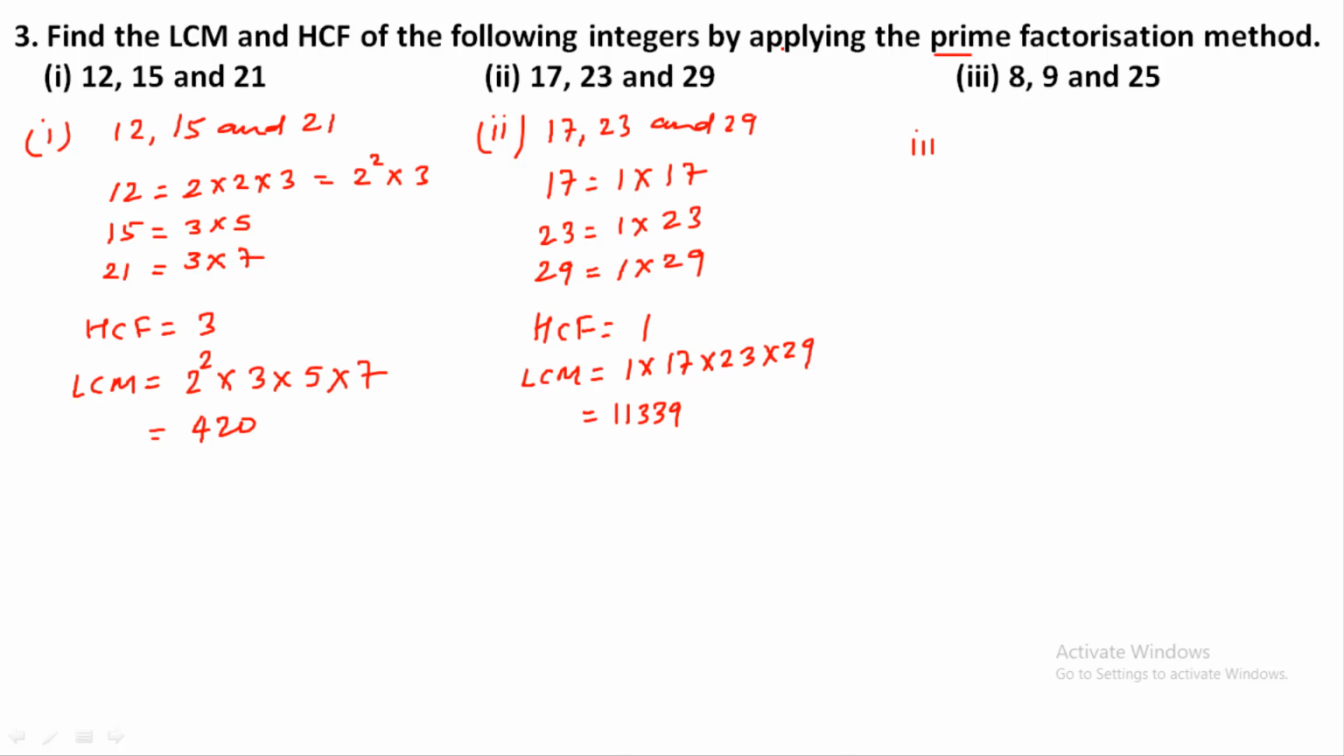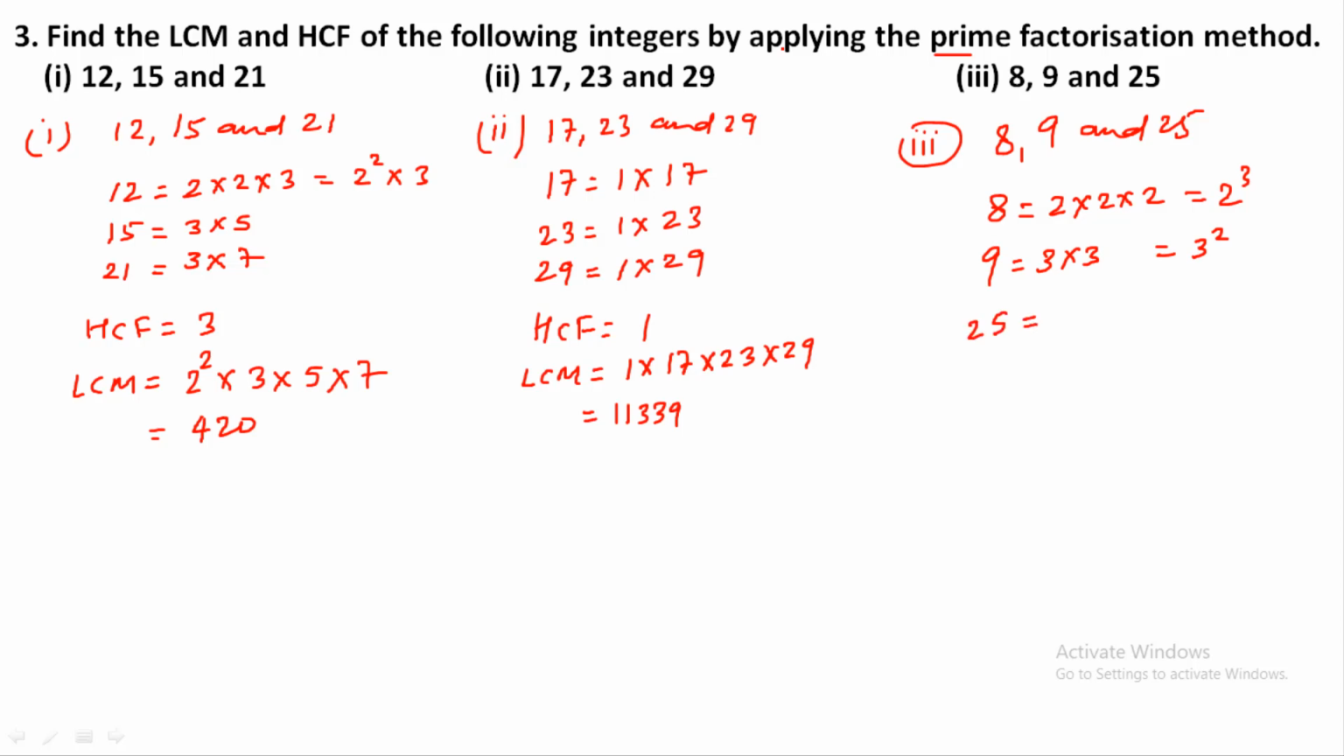So now next part, 8, 9 and 25. So 8 can be written as 2 into 2 into 2. It means that 2 cube. 9 can be written as 3 into 3, and that means that 3 square. And 25 can be written as 5 into 5. It means that 5 square.